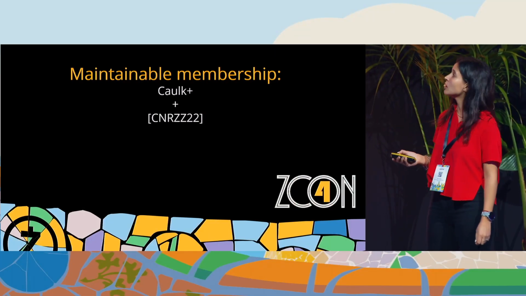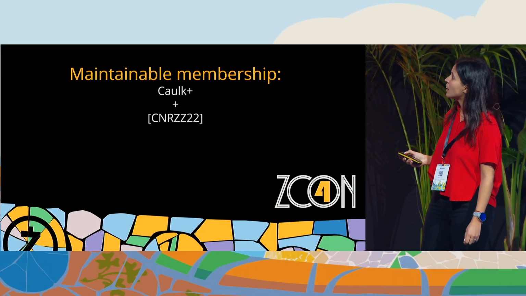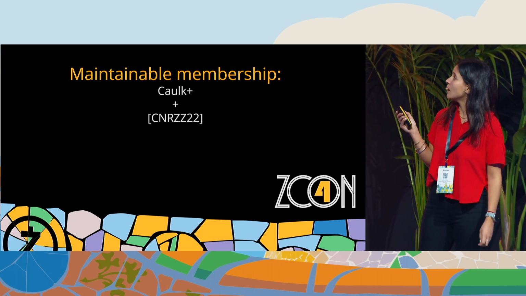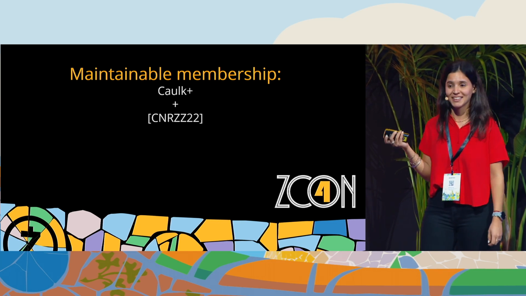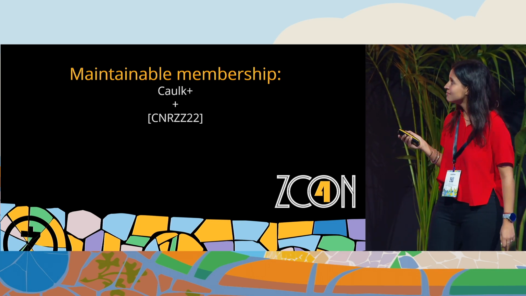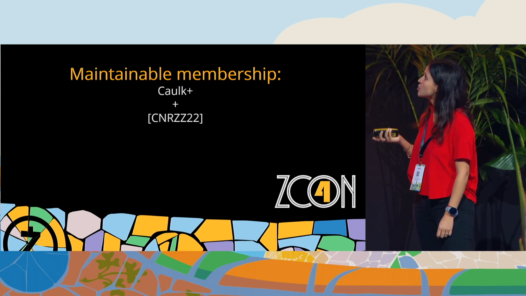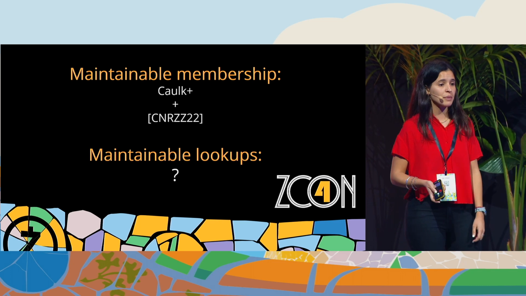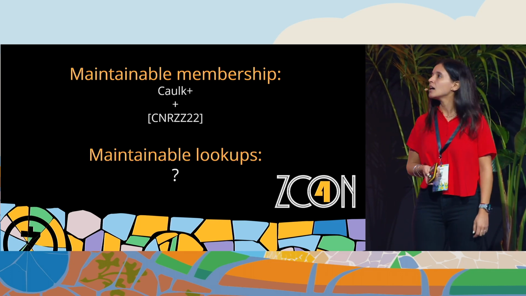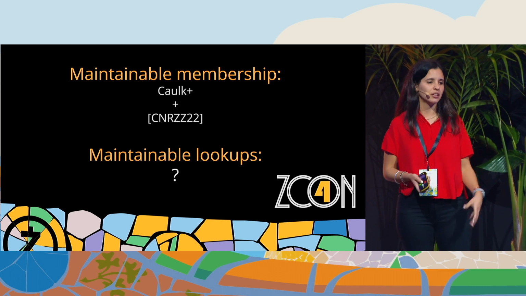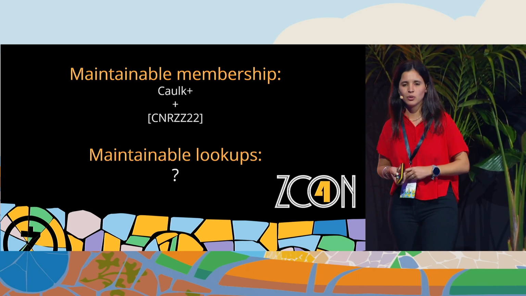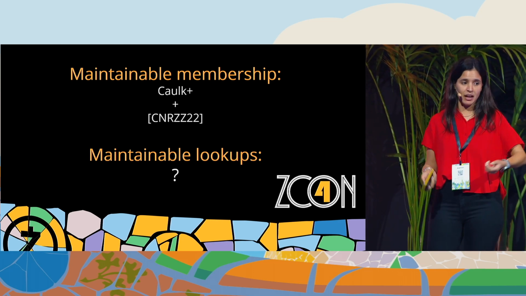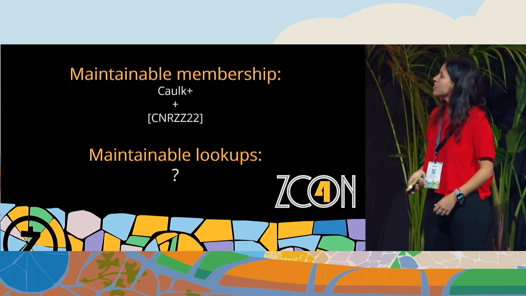We can mix Caulk Plus, and this is a very nice result we have from AsiaCrypt last year. And I have been thinking on doing this for a long time. I just gave up. You're welcome to try it. And then I am clueless about maintainable lookups yet, but I also try to think in which setting it would make sense to have a maintainable lookup. Like, not in range proofs, of course. You are not updating pieces of the range.